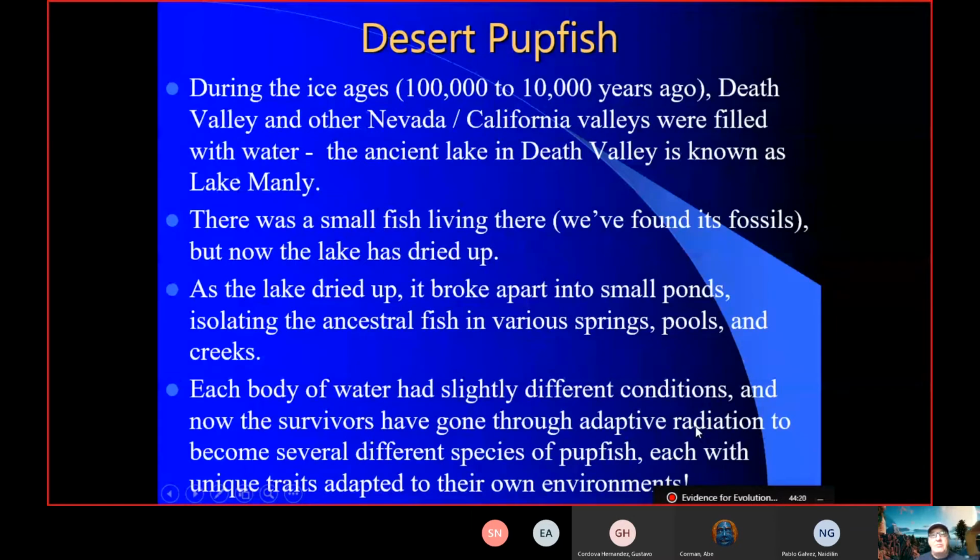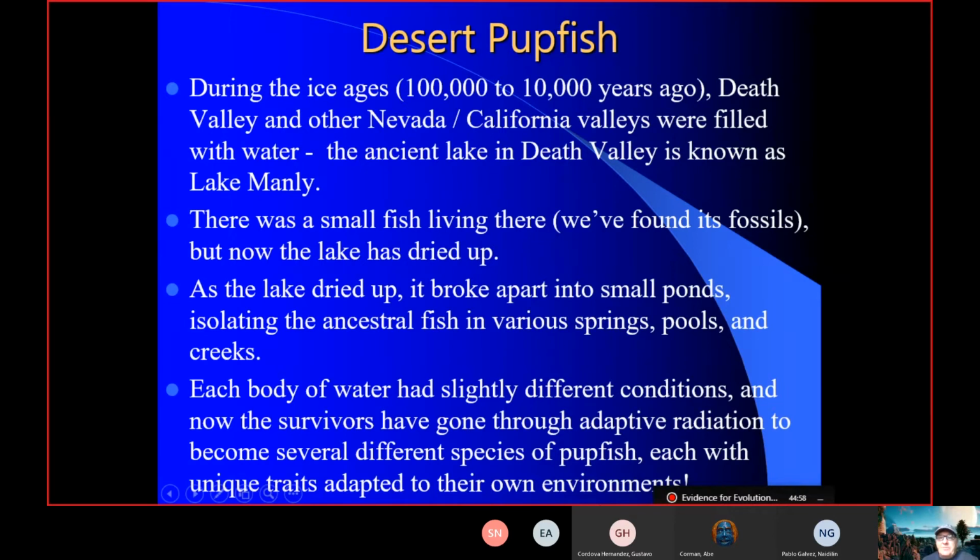So each population of pupfish evolved to fit its own conditions. And today we have multiple species of pupfish. They each have unique traits adapted to their own environment. Most of them are named for the water that they live in. Like there's the Salt Creek pupfish. There's the Devil's Hole pupfish, which is a deep spring system in Nevada. There are probably about, I'm guessing, 10 different species of pupfish, all living in different waterways.